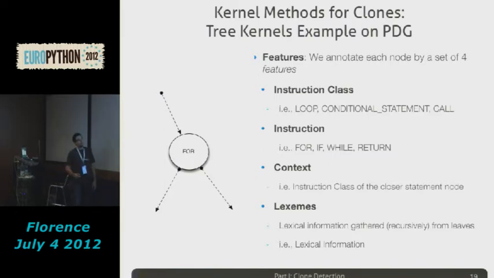Then, another feature is the context. If you think about the overall tree structure, the context is the instruction class of the closest statement node. I mean, I may use a for loop inside another for loop. I may use a for loop inside a function call, inside an if statement, so they make a difference. And the context tries to catch exactly this idea. Finally, lexemes, and this is the lexical information used in combination with the structural one. The lexemes are the lexical information gathered recursively from leaf nodes.